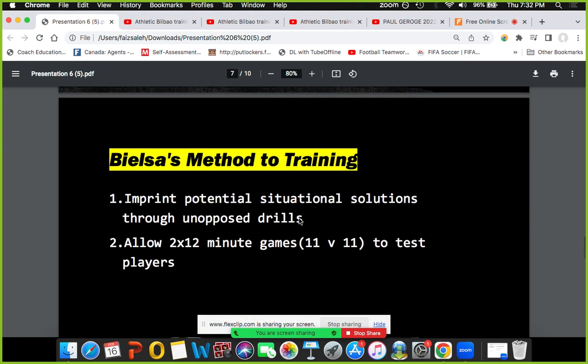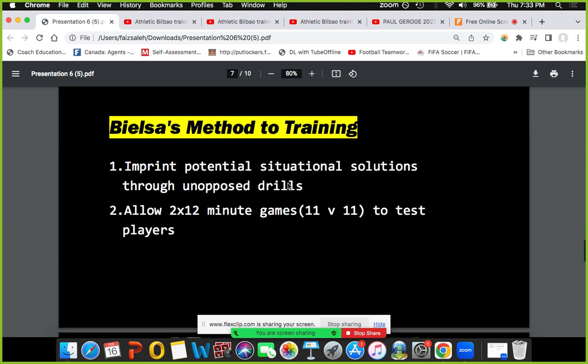So now let's look at Bielsa's method, because this is more specific to our sport. Analyzing Bielsa, what I find is that there's two main principles to his training. The first is psychological imprinting. What I mean by psychological imprinting is that he likes to use a lot of unopposed work to work on key movement patterns offensively and defensively that he wants his team to understand.